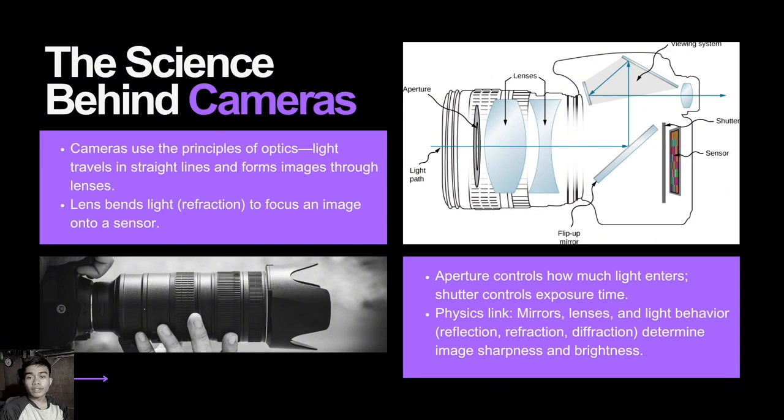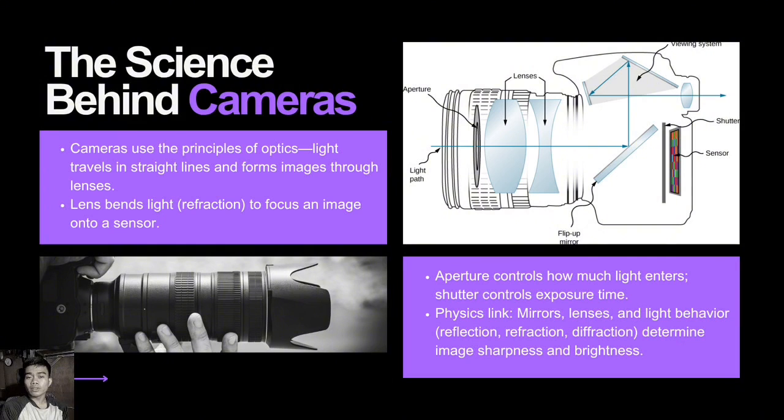Now let's dive into the science behind how cameras actually work, and the physics of optics and light. Every photo starts with light. Light travels in straight lines and bounces off objects into the camera lens. The lens then bends or refracts the light to focus it onto a surface, either film or a digital sensor. The aperture, which acts like the eye's pupil, controls how much light enters. A wide aperture lets in more light and gives a blurred background, while a narrow aperture increases sharpness.